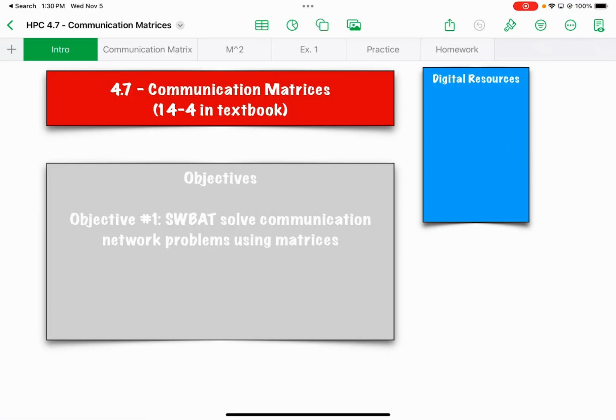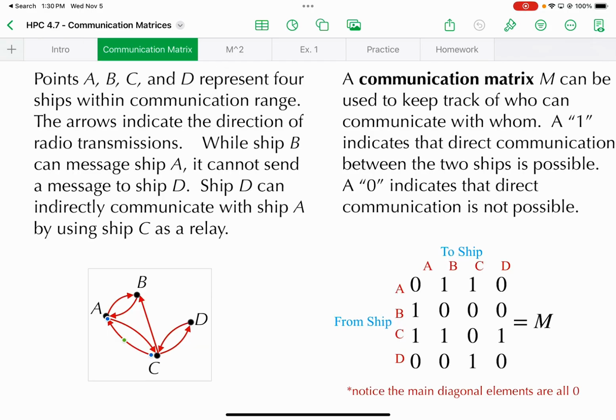Section 4.7, communication matrices. Okay, so matrices are beneficial for organizing information. That's the main thing that we use them for. We can use them to organize information in a diagram. We can use them to organize systems of equations, as you guys have seen in the past.